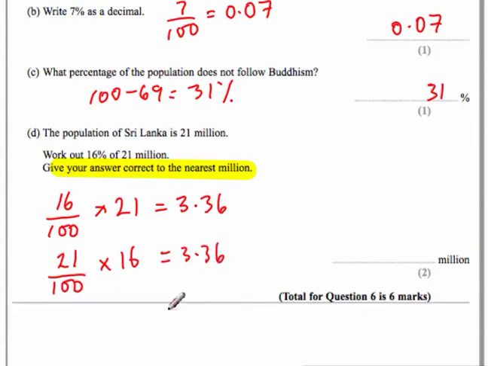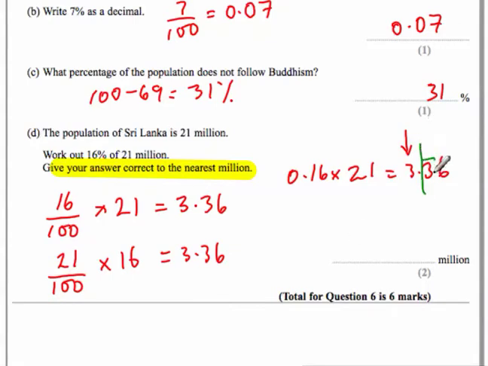Or you can just realise that 16% as a decimal is 0.16. So you could just times that by 21, and that would give you 3.36. So there's 3 different ways there. There are probably many more. Now going back to this, it says give your answer correct to the nearest million. Well, these are millions because this is 3.36 million. So these are millions here.